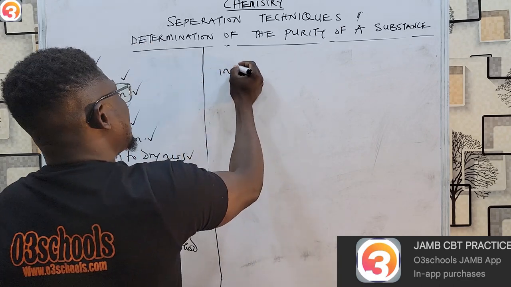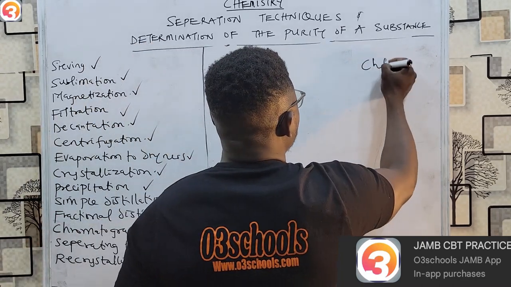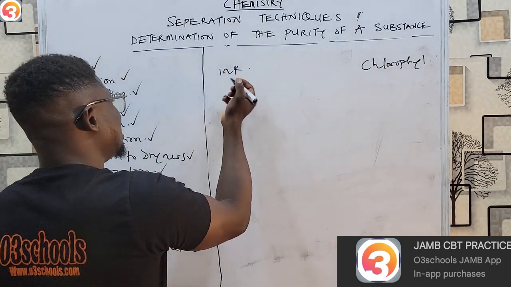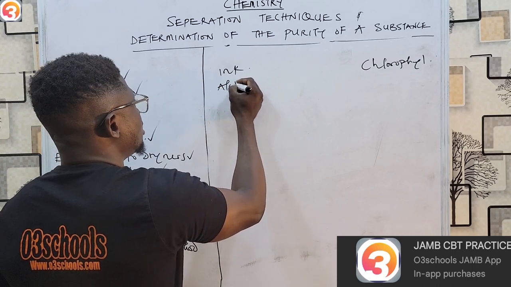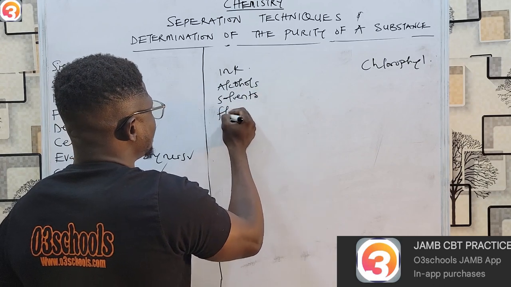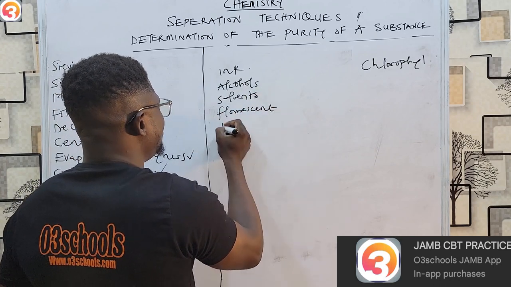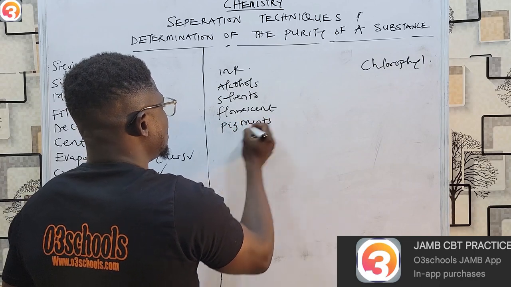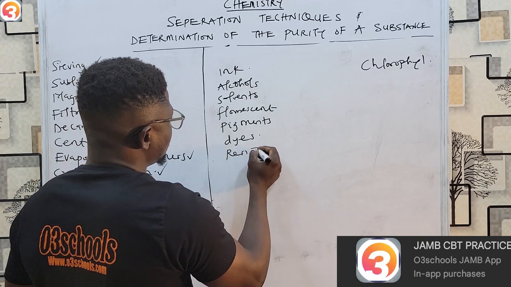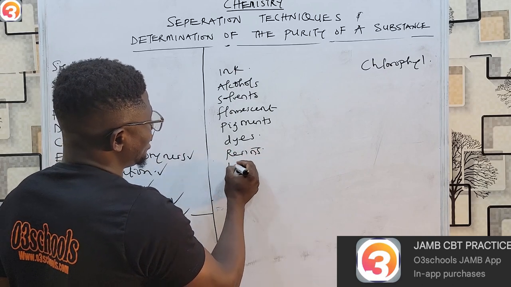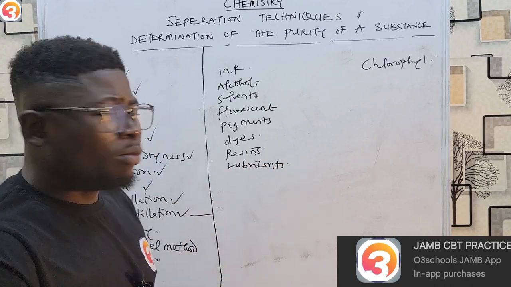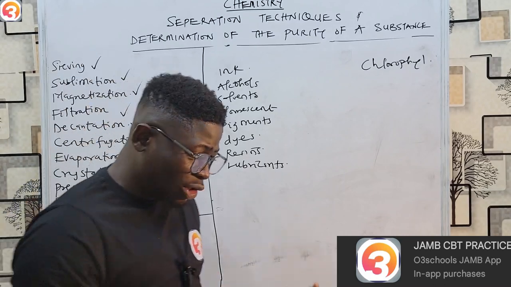So ink has lots of constituents, right? It has alcohols in it, it has solvents in it, it has fluorescence, it has pigments, it has dyes, it has resins, it has lubricants, it has azo dyes. There are even more constituents of ink. Ink is made up of a lot of things, right?